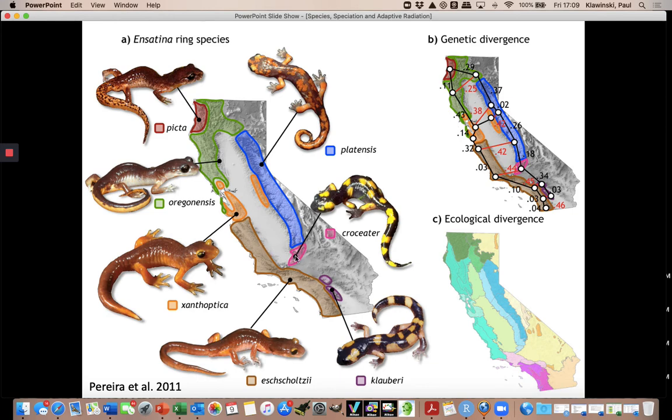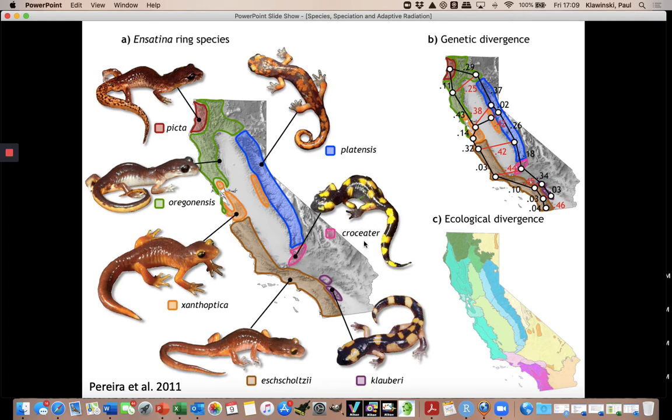These animals have spread down the Sierra Range and down the Coast Range, so that there's a continuous interchange of genes from this species to platensis, platensis to oregonensis, oregonensis to picta, oregonensis to xanthoptica and eschscholtzii.